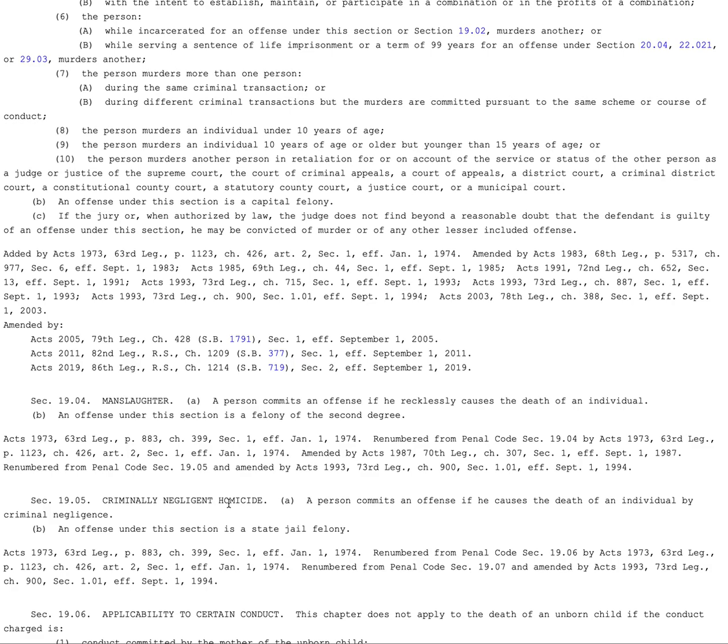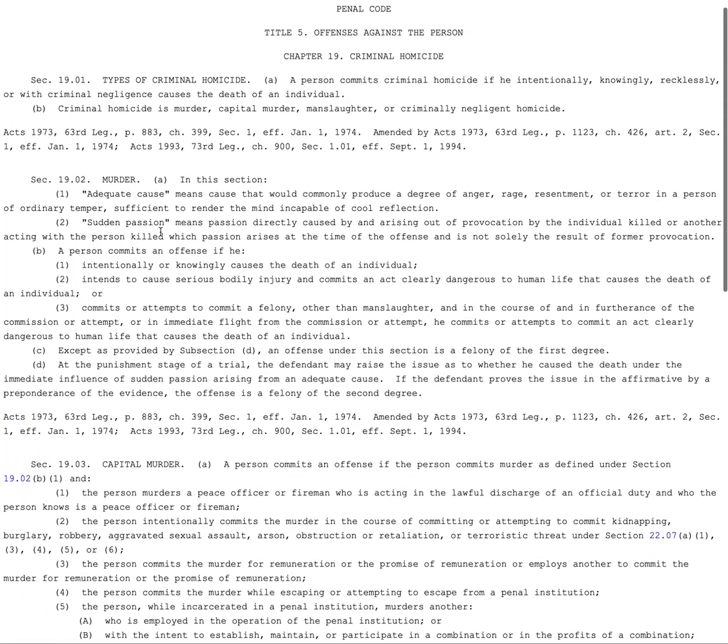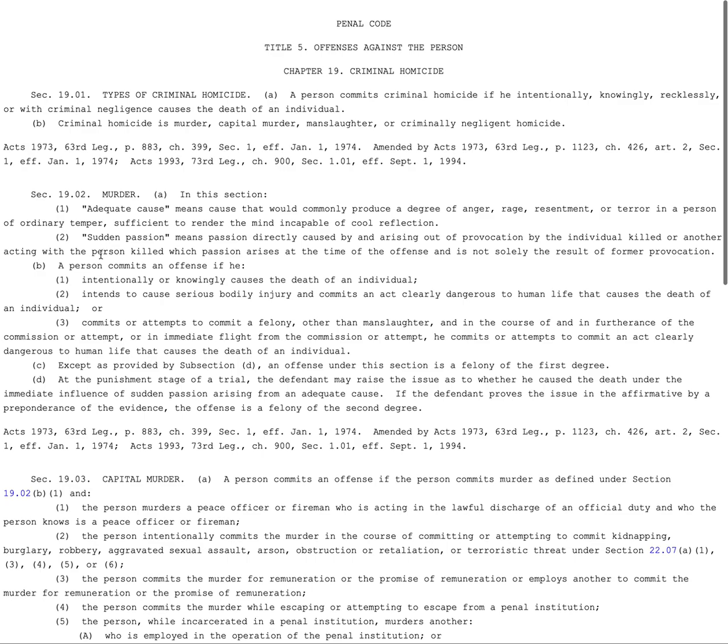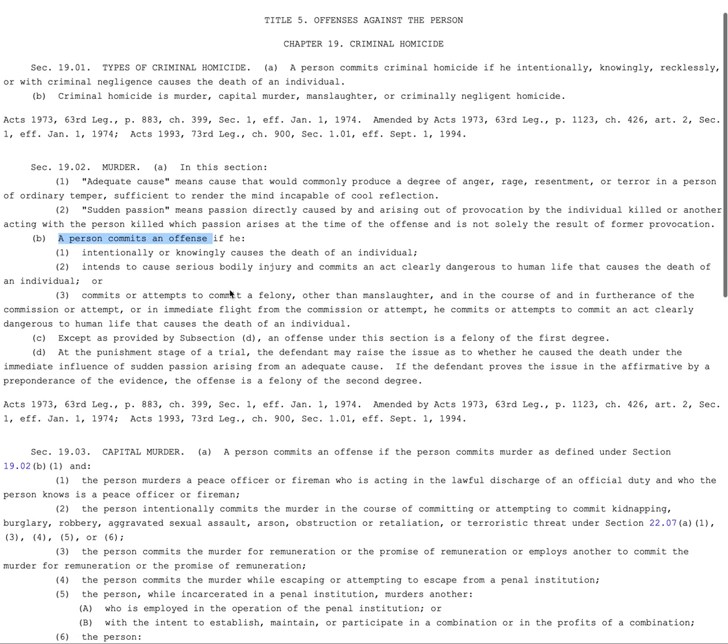So let's talk about things that happen in Texas on a regular basis in the summer. As the temperature goes up, there are going to be reports and cases involving children who die after being left in the car on these hot summer days and the temperature gets too high. So let's look at what that would look like if we wanted to charge someone with murder for that. A person commits an offense if he intentionally or knowingly causes the death of an individual.